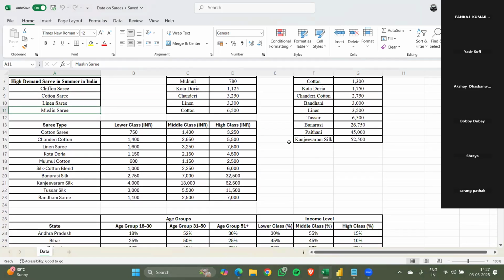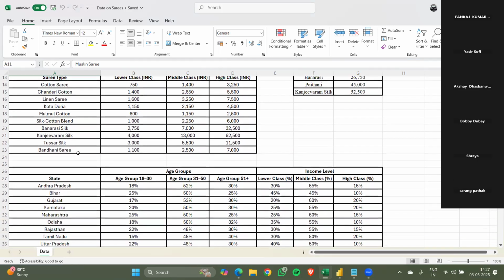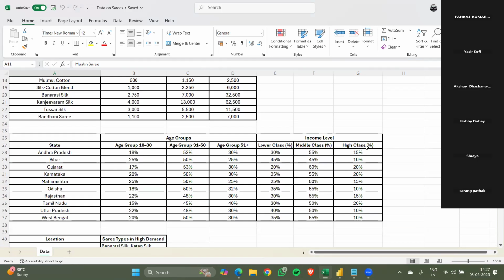Now, the next question was, what was the affordability price according to the saree type and the income classes? For cotton saree, the affordability for the lower class was up to 750. For middle, it was 1,400, and for the high class, it was 3,250. For example, Kota Doria was 1,150 for the lower class, 2,150 for the middle class, and 4,500 for the high class. Just like that. And then for the next question, the location and the age groups with the income levels.